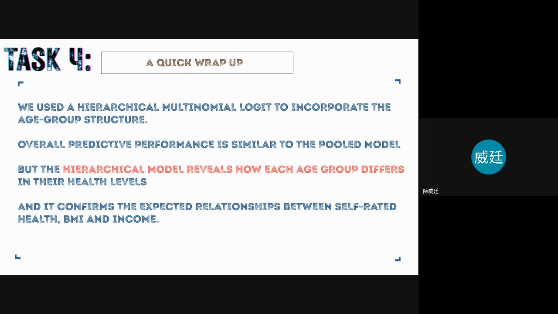And a quick wrap-up: we use hierarchical multinomial logit to incorporate the age group structure. Overall predictive performance is similar to the pooled model, but the hierarchical model reveals how each age group differs in their health level. And it confirms the expected relationship between self-rated health and BMI and income.